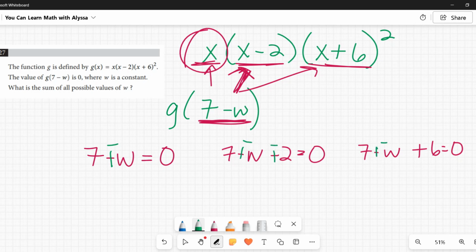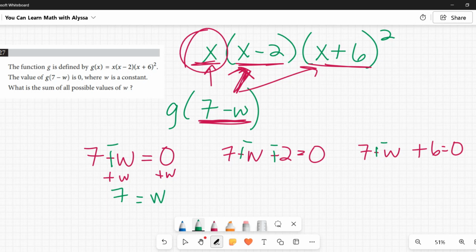Now, I'm going to change the signs on all of these. Plus a negative, plus a negative, so we can combine like terms more easily. All right, so our first one, 7 minus w equals 0, or 7 plus a negative w equals 0. I'm going to add w to both sides, so things cancel out, and I get 7 on the left and just w on the right. So there's my first possible value of w: 7.